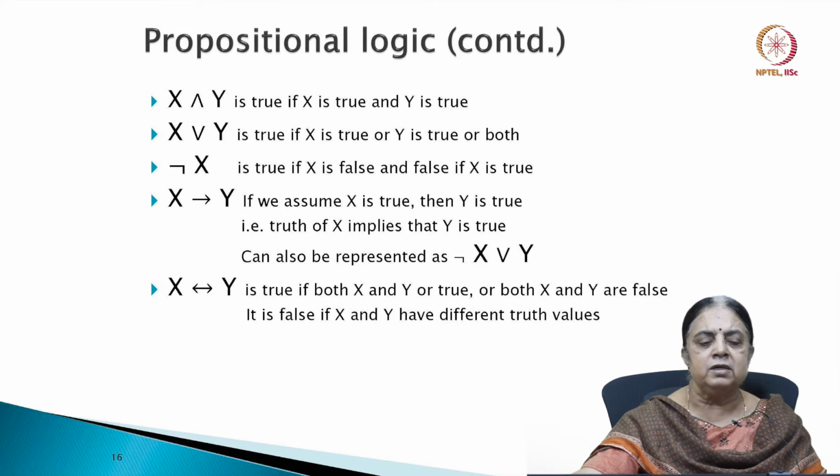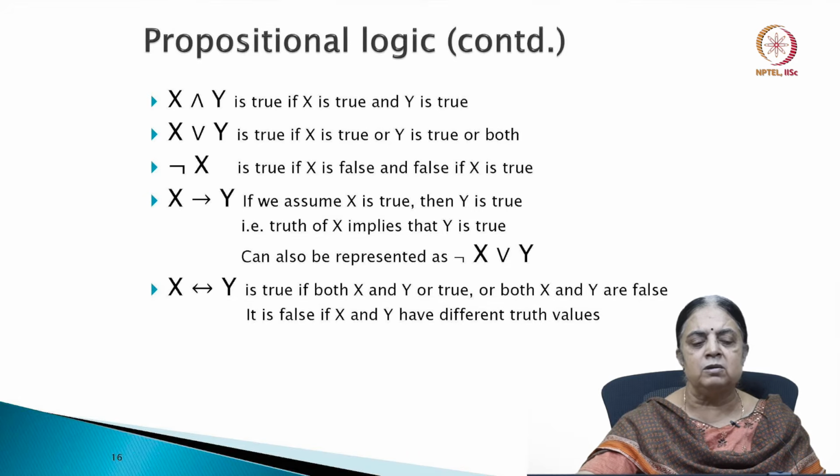So what are these connectives? When we say X and Y, we need to have a truth value for that also. So what would be the truth value of X and Y? Suppose X is true and Y is true, then X and Y will be true. What about X or Y? If one of them is true, then X or Y will be true. And not X is true if X is false, and false if X is true.